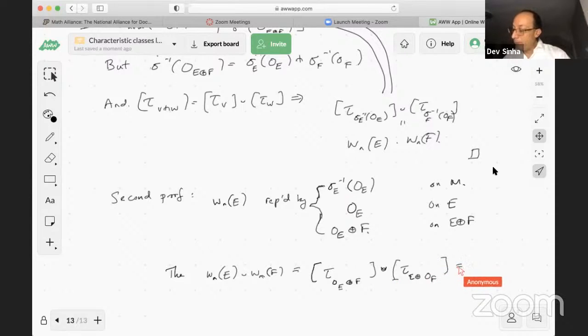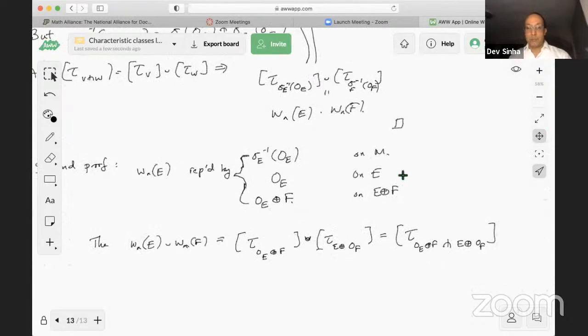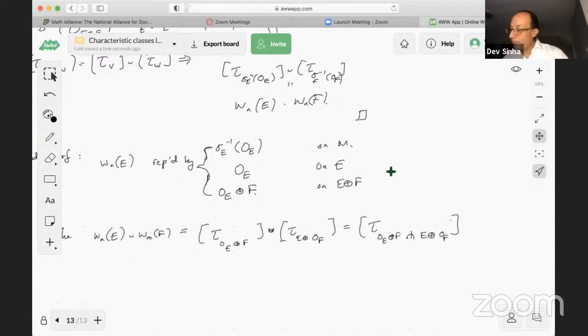Similarly, but then again, we're going to use what we said before. The cup product corresponds to intersection if they're transverse. And in this case, they are. And this ends up being the zero section of E plus F, which is Wn plus M.